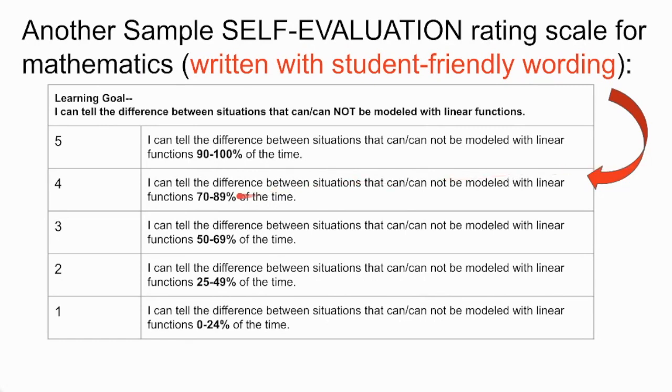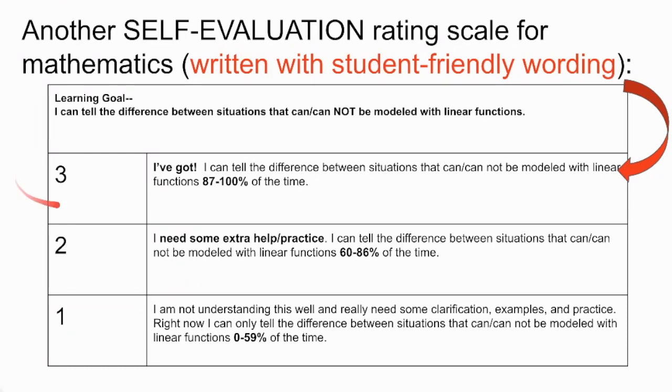Here we have another one that's written in student-friendly language. I can tell the difference between situations that can or cannot be modeled with linear functions 90% of the time. And then for each degree on the scale, you see that the accuracy falls off just a little bit. But do we need 5 levels? Could a scale be just as effective with 3? With 3 meaning, I've got it.